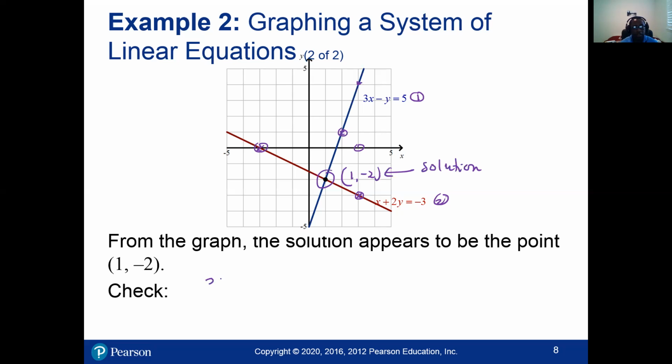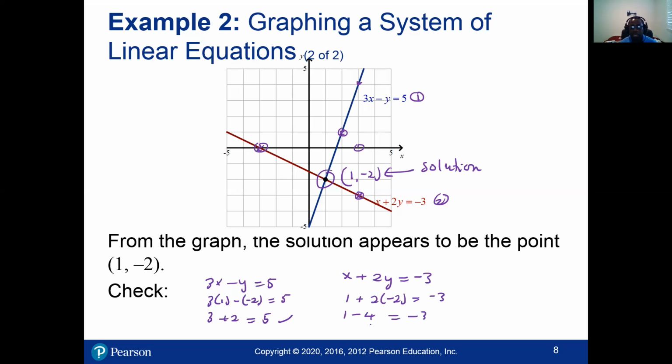Well, we have 3x minus y equal to 5. When x is 1, you get 3 times 1 minus (-2) is equal to 5, and that gives me 3 plus 2 equal to 5. And that checks. For the other one, we have x plus 2y is equal to -3. X is 1, you get 1 plus 2 times -2. You get 1 minus 4 is equal to -3. So you get -3 is equal to -3. So that checks.